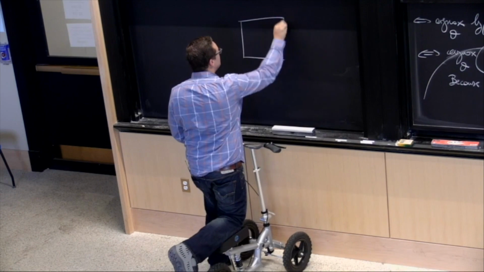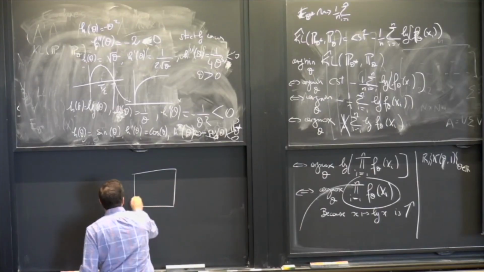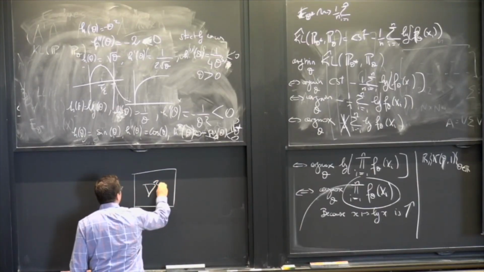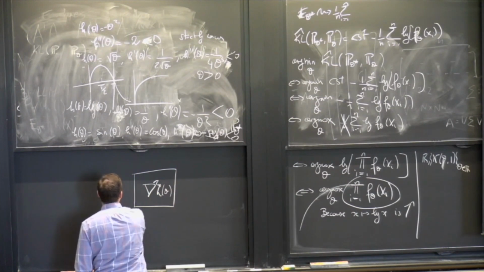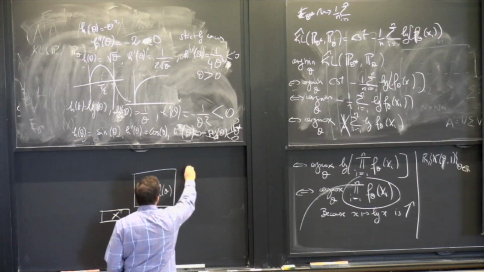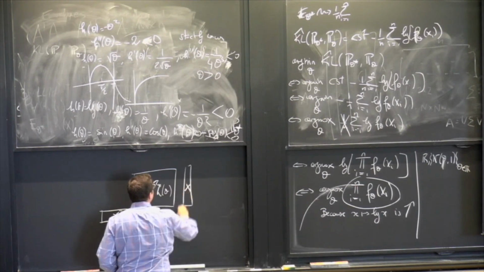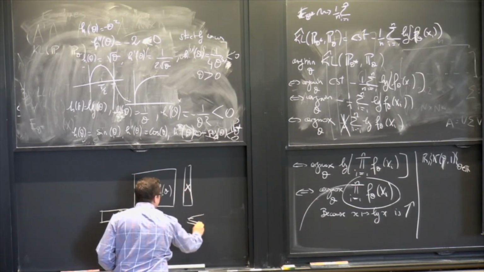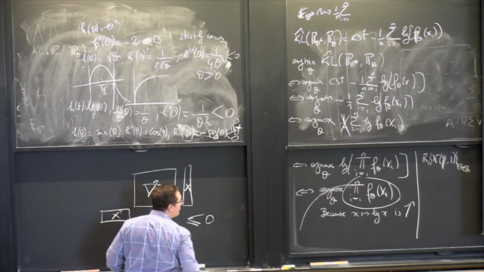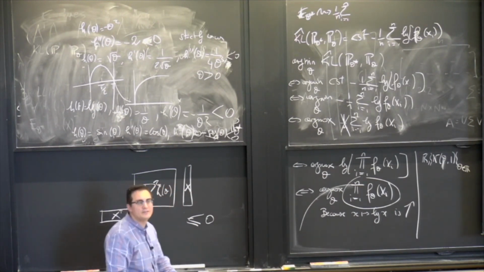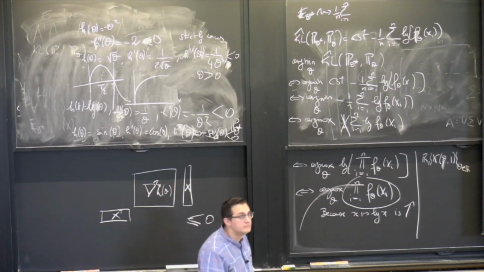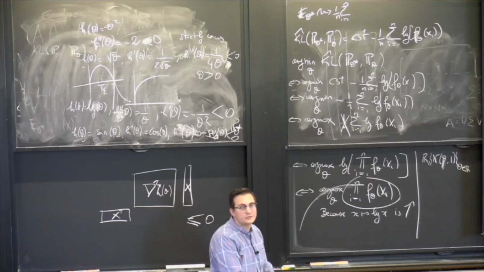It's a D by D matrix if you have a D-dimensional matrix. So let's call it... OK, and then here I pre-multiply by x transpose and post-multiply by x. And this has to be positive if I want it to be concave, and strictly negative if I want it to be strictly concave. OK, that's just a generalization.